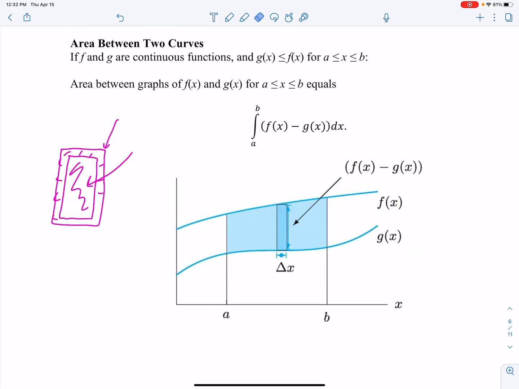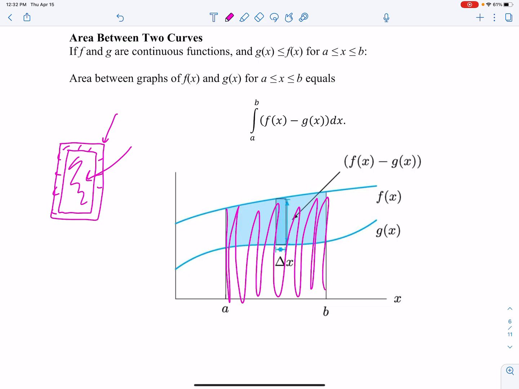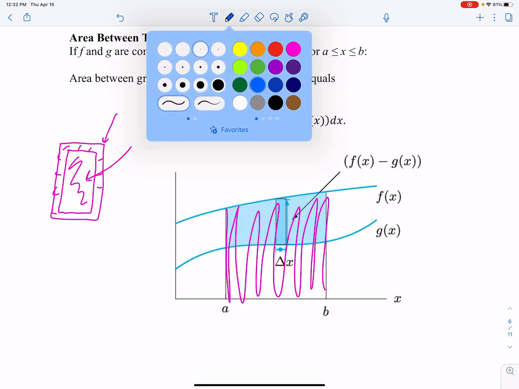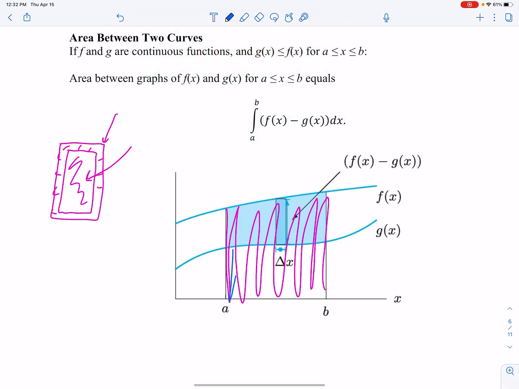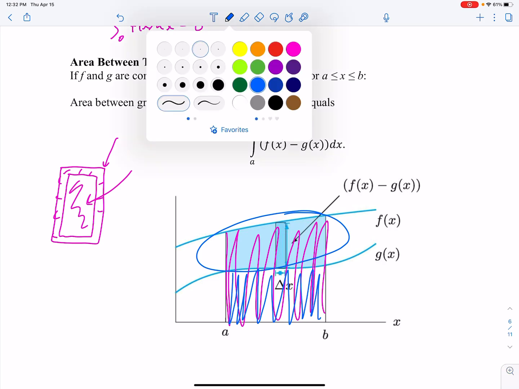There we go. We're going to take the area under f of x, which is all of this, right? And we're going to subtract the area under g of x, which is this part, which will leave us with the area between the two curves. That's what all this crazy notation is here. So let me explain it though.